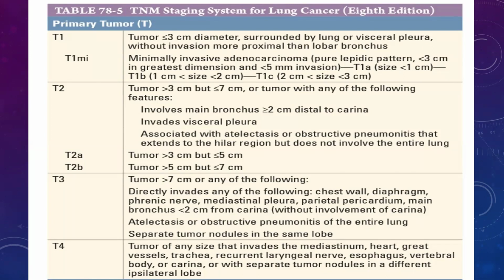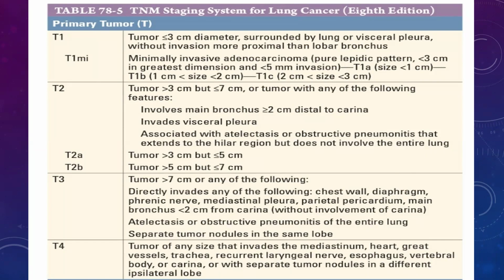Or if you have a separate tumor nodule in the same lobe. So for example, if you have a right upper lobe mass and you also have a right upper lobe nodule, then that will fall under T3.